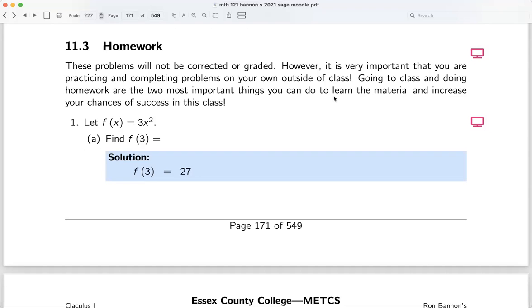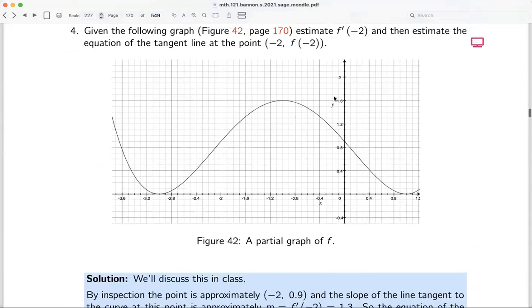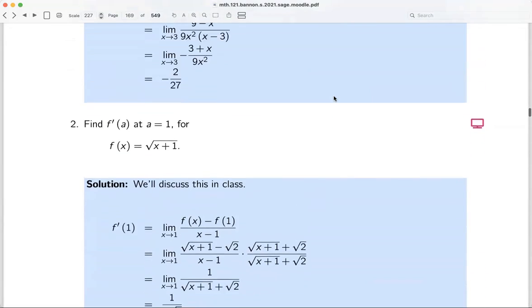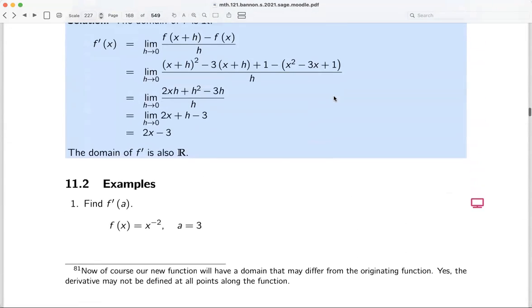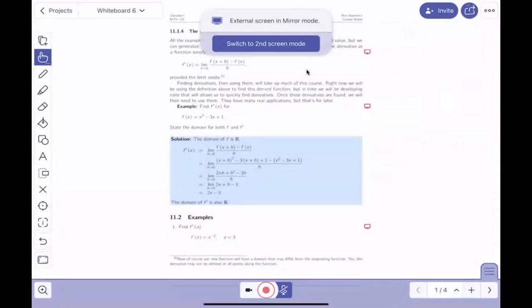Okay, we're in section 11, and I guess what we need to do is do the examples in that section. All right, so we'll do the examples, and we'll start with number one. So let me go to the whiteboard. And let me see if I can do that. Okay, so let's look at number one.